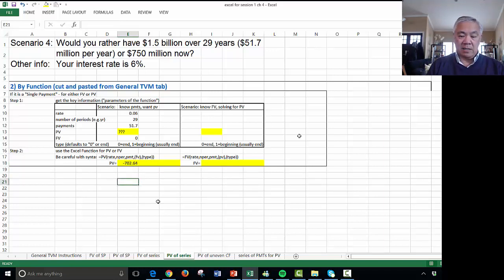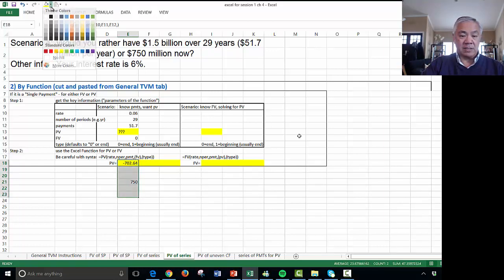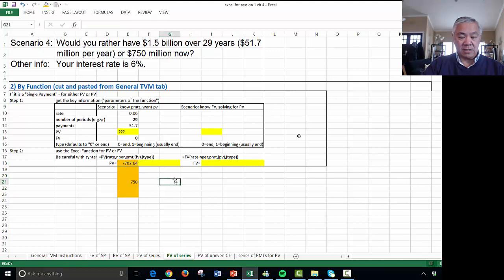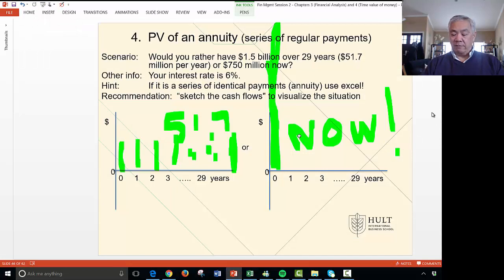Now you recall that the question was, would you rather have 750, right, versus 702? So this is really the choice. And if these are our choices, I'd rather take the 750 now. Right? So here we have, what's the present value of the cash flow to us? 702. What are they offering me? $750. I'll take the $750. We should all be so lucky to get one big check for $750 million today. Okay, so that's scenario 4.